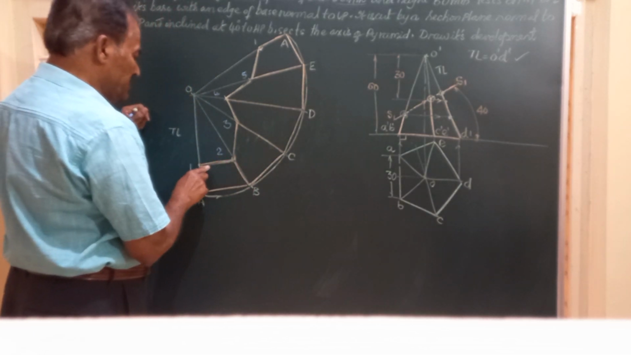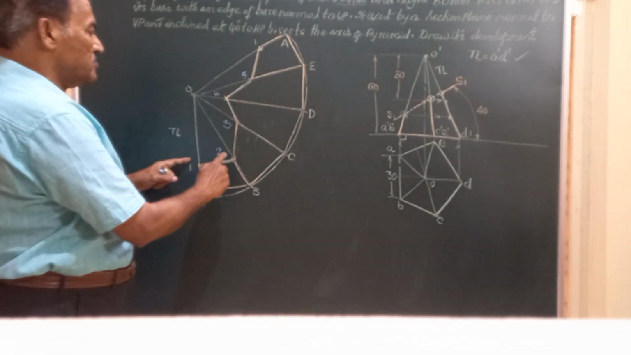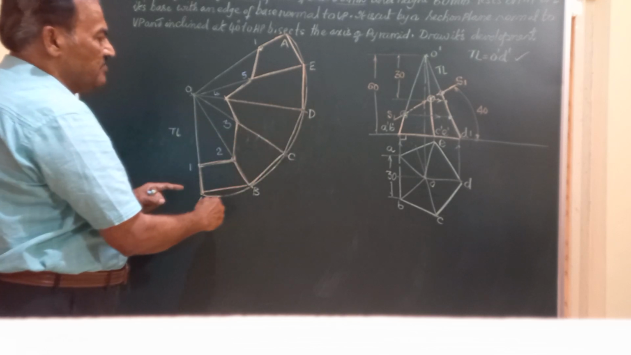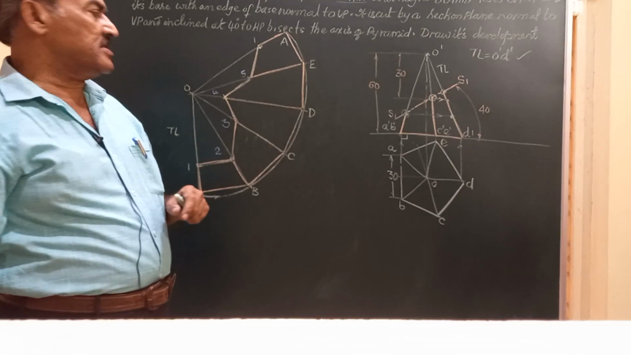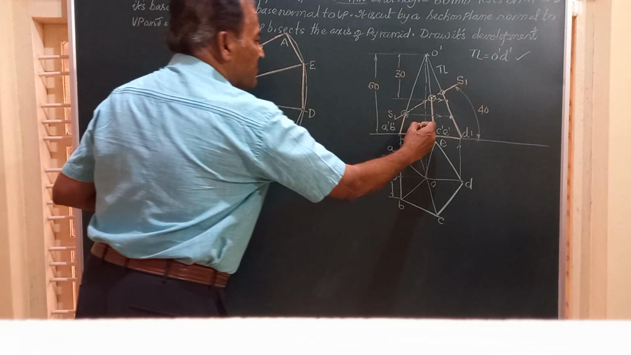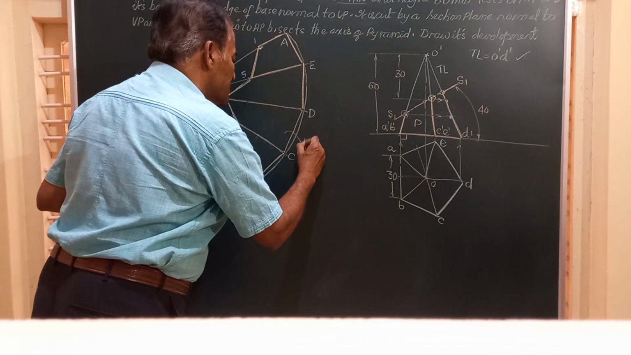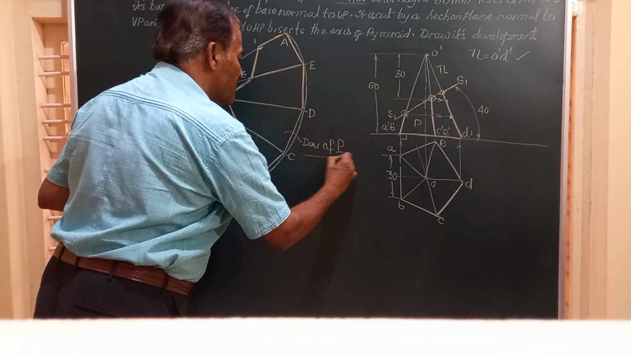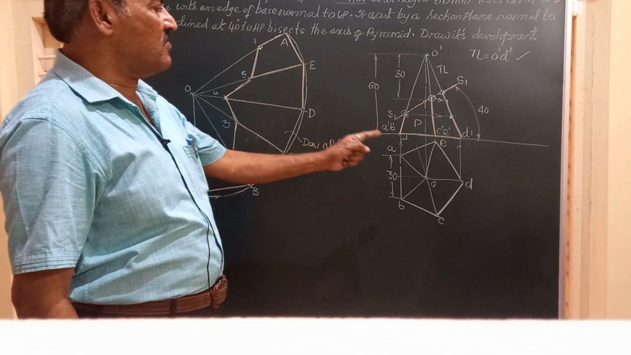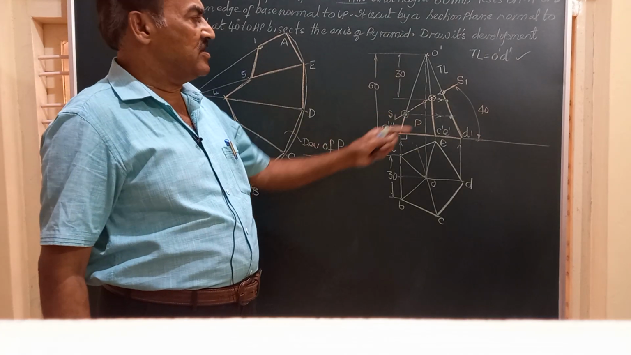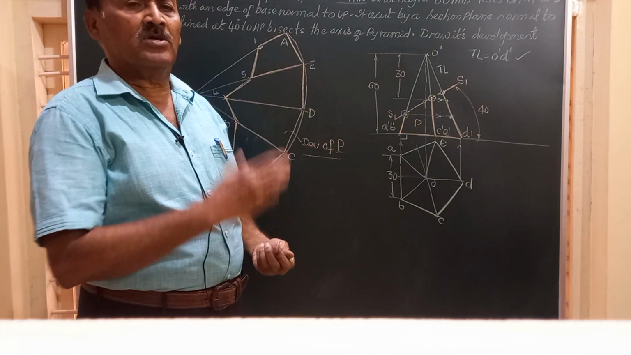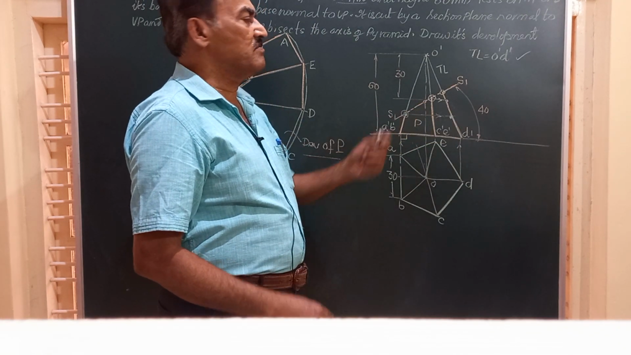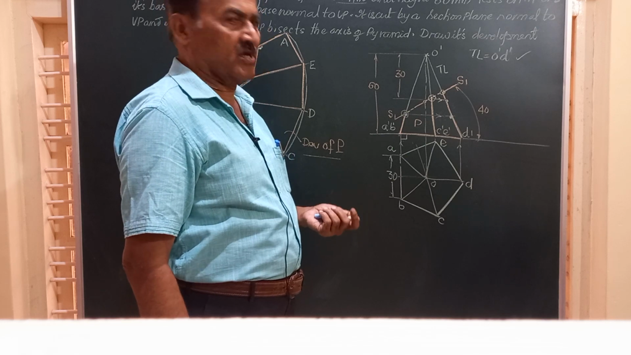And friends, if you observe here, this figure 1, 2, 3, 4, 5, 1, A and all these will give you the development of the part P. If you call this part as P, this is the development of P, the portion of the lateral surface of the pentagonal pyramid when it is cut by a section plane normal to VP and inclined at 40 degrees to HP, bisecting the axis of the solid.